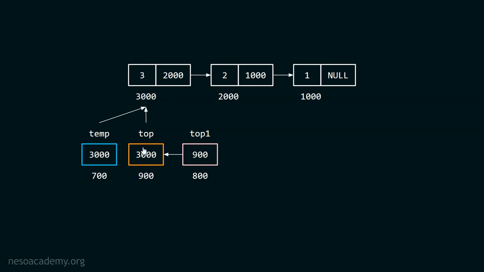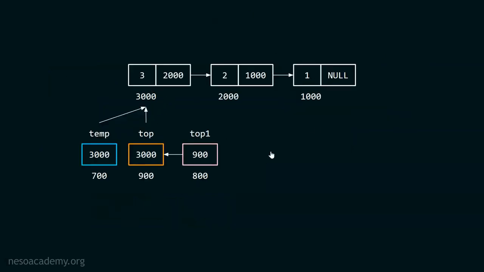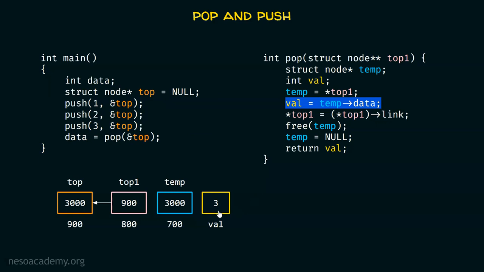That is why there must be some pointer pointing to this node. Later on, we have to move our top pointer to the second node of the list, and then we can simply delete this node. After this, the next step is to simply store the value of temp data inside val. We know that temp data is 3. Therefore, we can store this value 3 in this val variable.